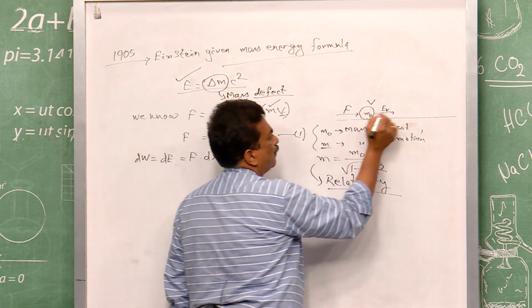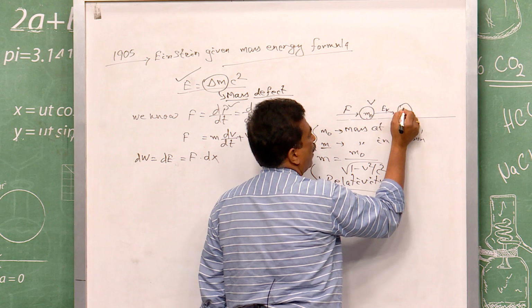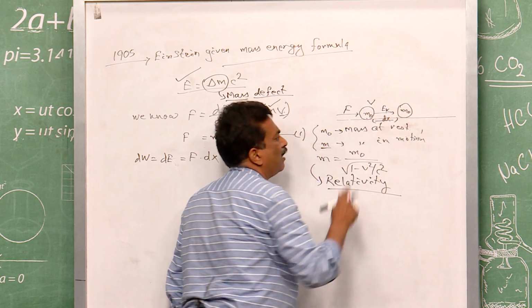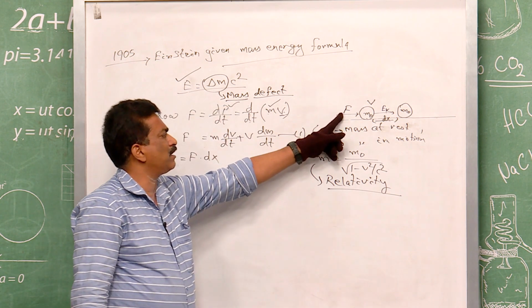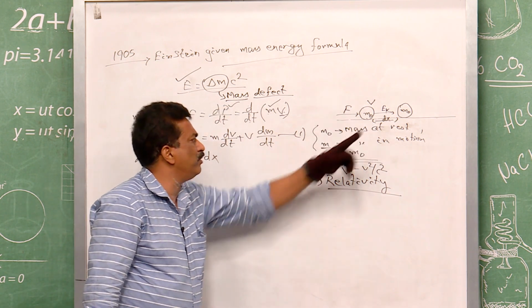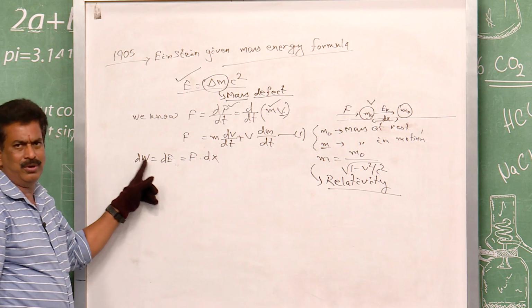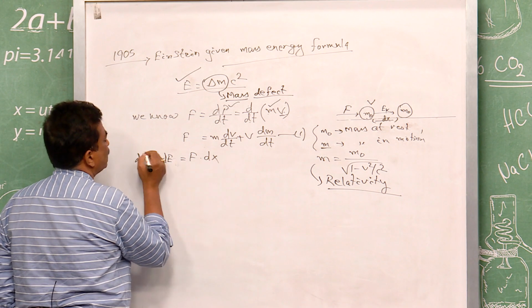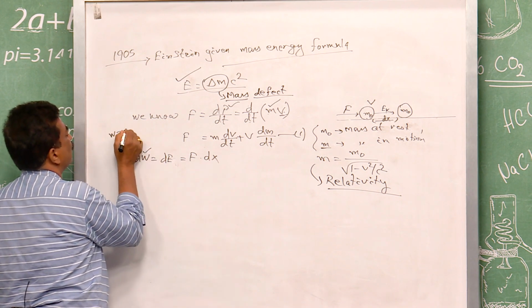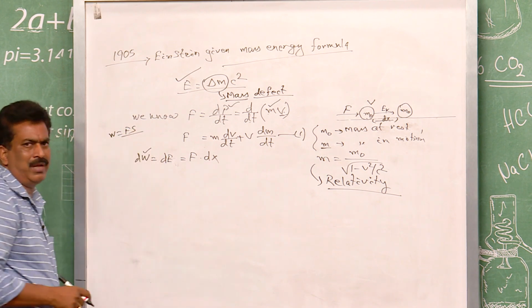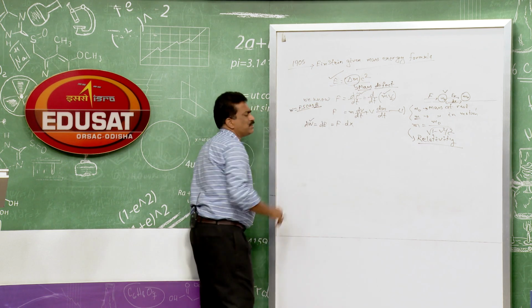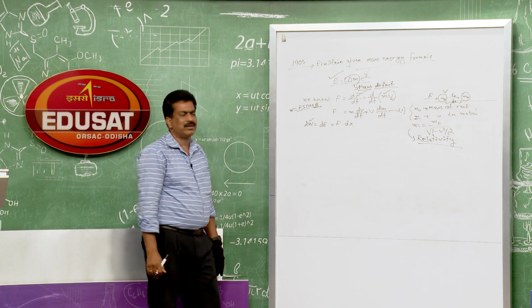Suppose from here to here it covers a small displacement dx. Due to the application of the force F, the work which is done is dW. dW is equal to dE. dE is equal to F dx, because W is equal to Fs, and the real value is Fs cos theta. Theta is the angle between the force and the displacement.